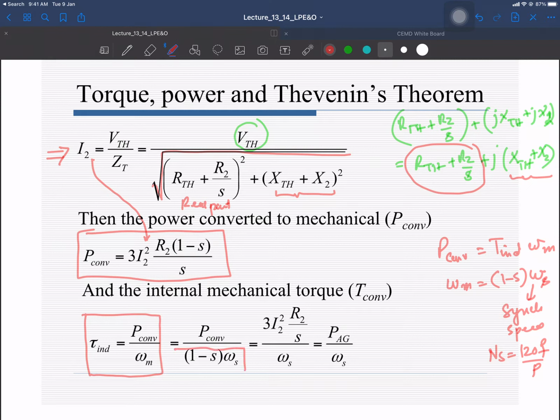So omega m can be written like this, and P converted can be used from this expression: 3 I2 square into R2 into (1 minus s) by s. The 1 minus s will be cancelled by this 1 minus s. So what is left is 3 I2 square into R2 by s, divided by omega s, because 1 minus s is cancelled out. What is this? This is the power that enters into the air gap of your induction machine. So we can write it as P air gap by omega s. So the torque induced is equal to the air gap power divided by omega s.